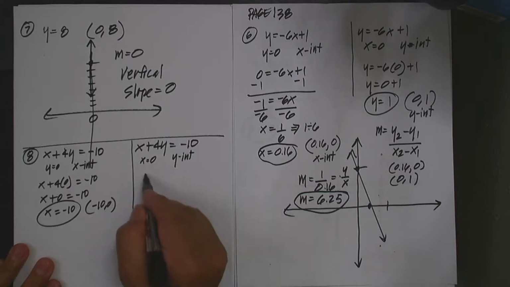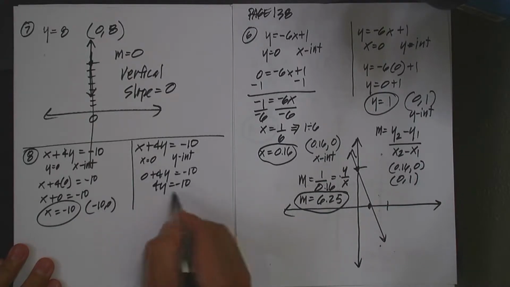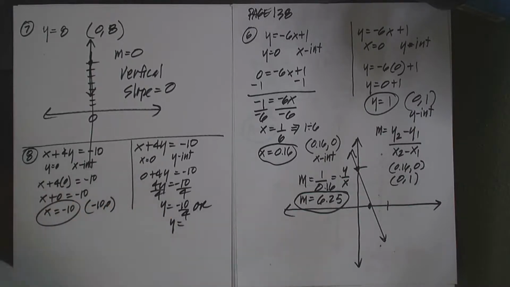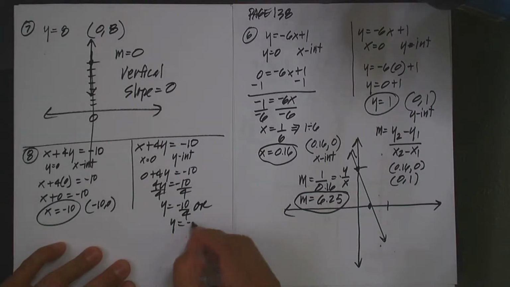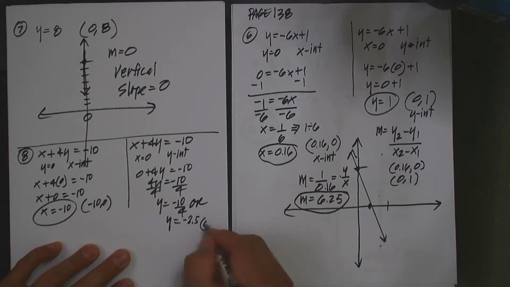Here, your x is 0, so 4y is equals to negative 10. You divide 4 on both sides. So your y is equals to negative 10 over 4, or 10 divided by 4 is equals to 2.5. Negative 2.5. Okay? Or your coordinate is 0 and negative 2.5. Are you able to see it?